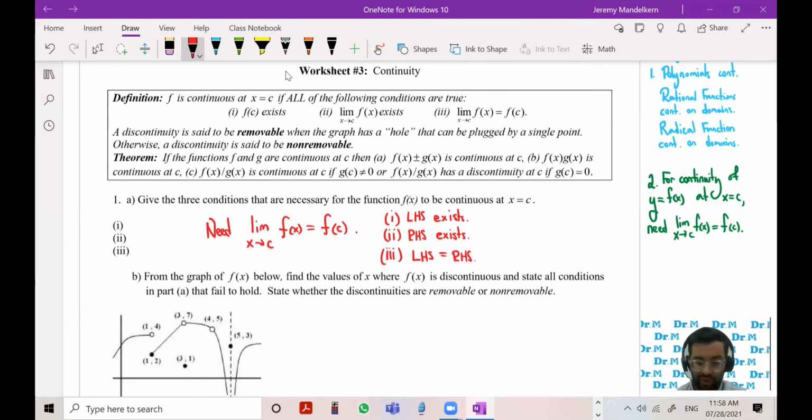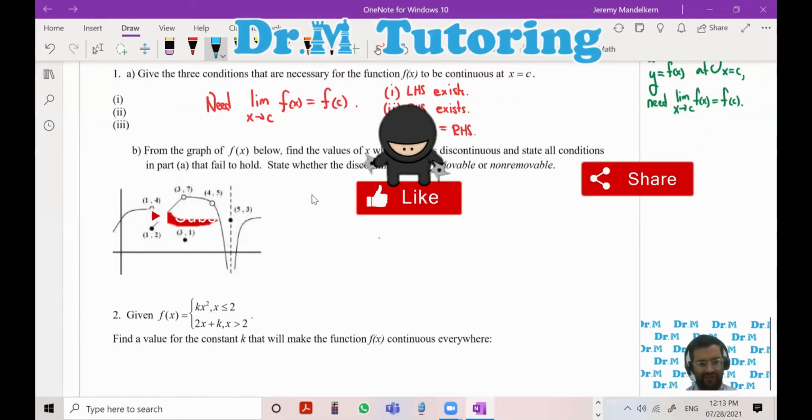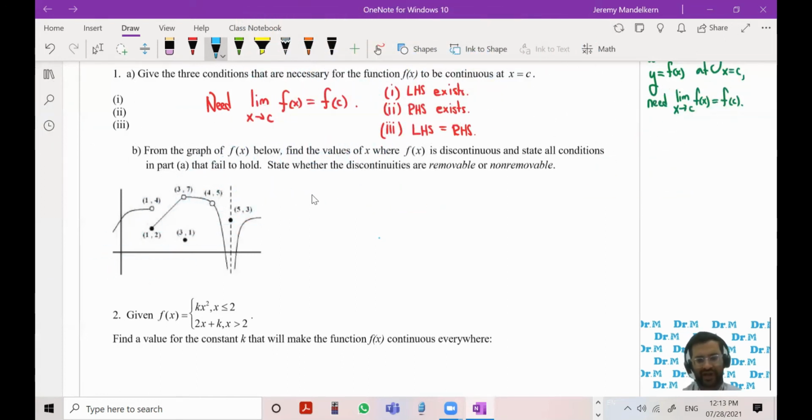Let's go ahead and move on. Let's try this next problem. It reads, from the graph of f of x given below, find the values of x where f of x is discontinuous and state all conditions above that fail to hold. State whether the discontinuities are removable or non-removable. So we can see that the discontinuities are occurring at 1, 3, 4, and at 5. So there is a break in the graph of some type at all of these x values.